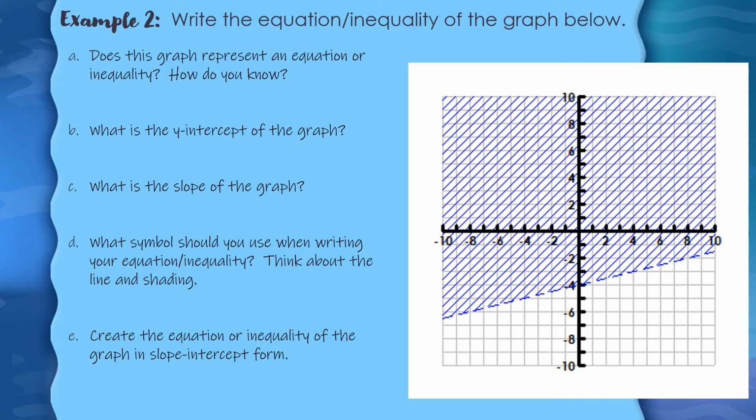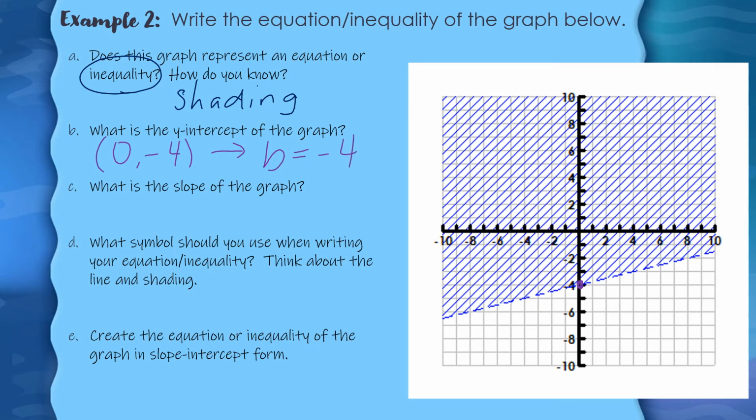For example 2, does it represent an equation or an inequality, and how do you know? Right from the beginning, we can tell that this is going to be an inequality, and the reason is because we can see shading. Whenever there's shading on a graph, that tells you that it's an inequality. What is the y-intercept of the graph? Where does it hit my y-axis, which is right here? At (0, -4). And so that means when I'm writing the actual inequality at the end, that b will be equal to -4.